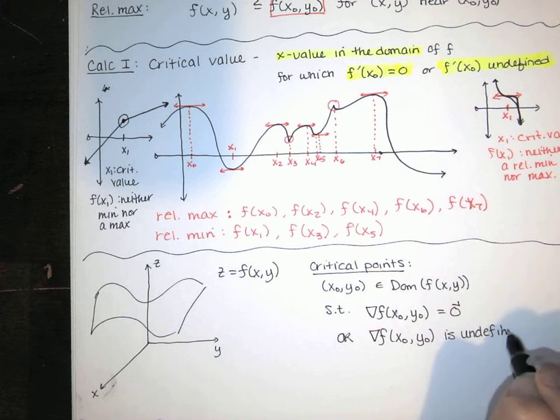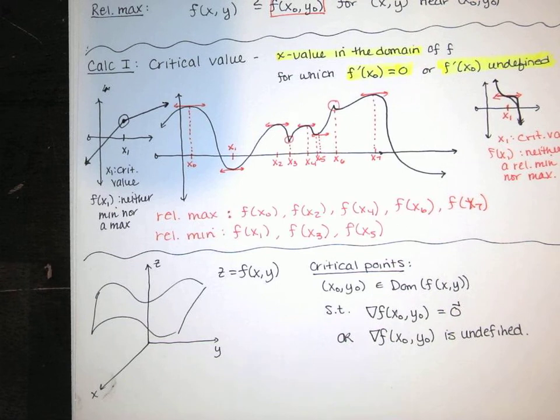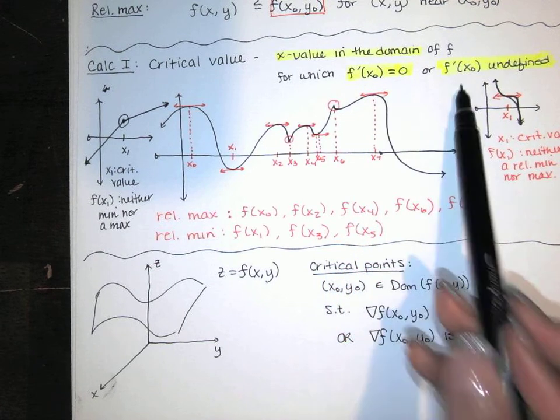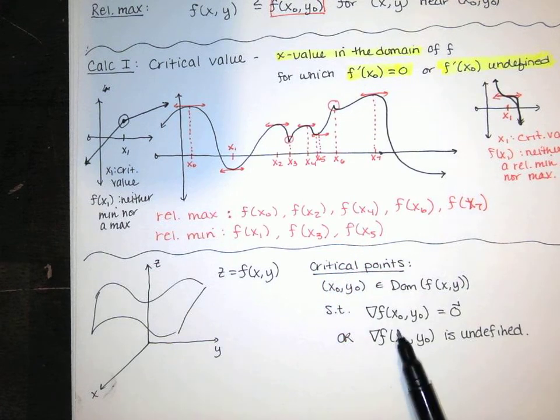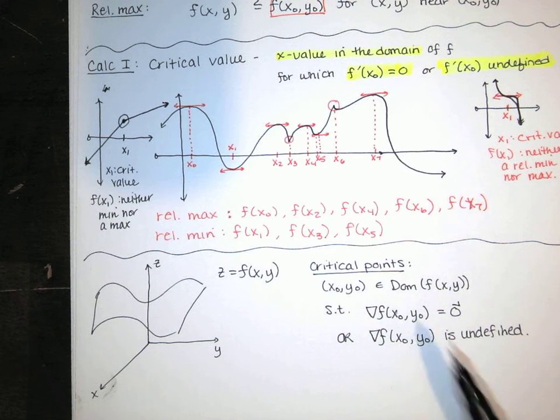So again, they have to be in the domain. We can't have a min or a max at a point that's not in the domain. But instead of having the derivative equal to 0 or the derivative being undefined, we use the gradient vector, which makes perfect sense because I told you before, the gradient is our multidimensional analog of the first derivative. It's the vector of first partials. If your function has two variables, it's a vector with two components. If it's a function of three variables, it's a vector with three components. But it's just the vector of first partials. That's all it is.